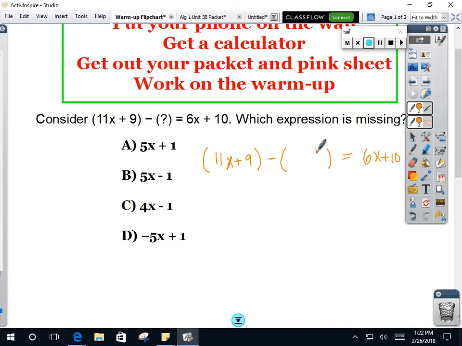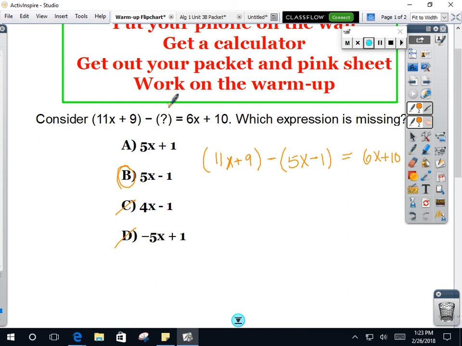Okay, well, just take it one thing at a time. 11x minus what equals 6x? 11x minus 5x will give you a 6x, right? So it has to start with a positive 5x, which eliminates C and D. And then 9 minus what equals 10? A negative 1. Because a minus a negative would become plus, and 9 plus 1 would give you that 10, so it's B.